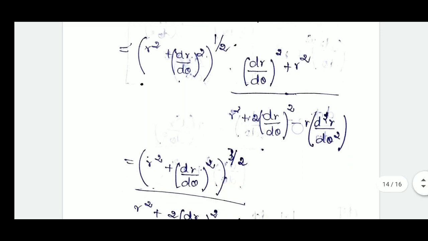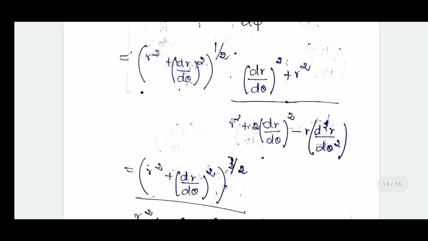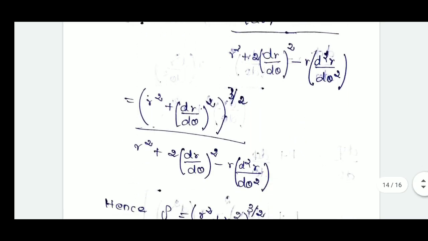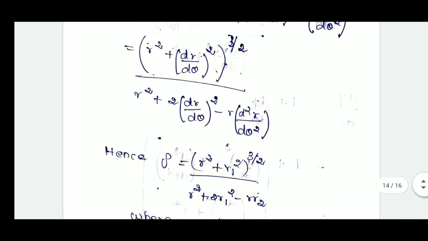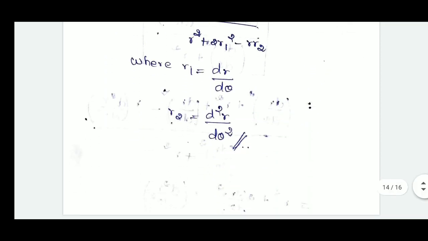Using the formula a power m into a power n equals a power m plus n, for r square plus dr by d theta the whole square, the whole raised to 1 by 2, we already have the power, and we also have another power 1. So 1 by 2 plus 1 we get 3 by 2. Hence rho equal to r square plus r1 square, the whole raised to 3 by 2, by r square plus 2 r1 square minus r r2. The first differentiation we denote by r1 and r2 is the second differentiation, where r1 equal to dr by d theta and r2 equal to d square r by d theta square.